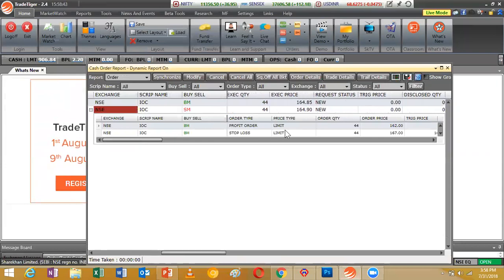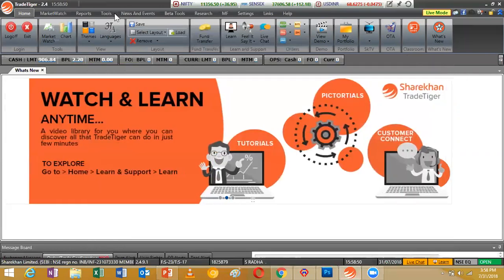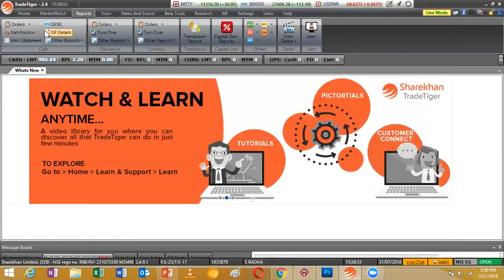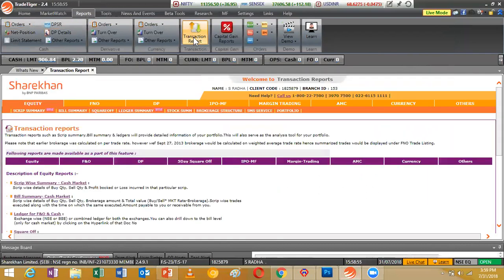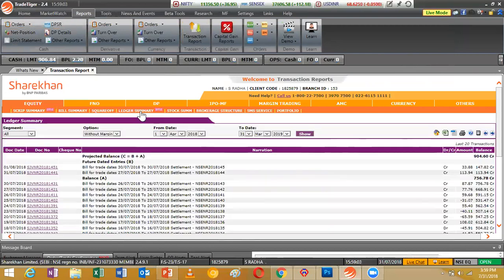So you can see here executed price and buy and sell price. Okay, and if you click on the reports and if you click on the transaction report, you can see what was the balance during the starting of this account. So we will click on the ledger summary and we will start with the date of July 2nd this month till date. You can select here July 2018. Let's click on show.